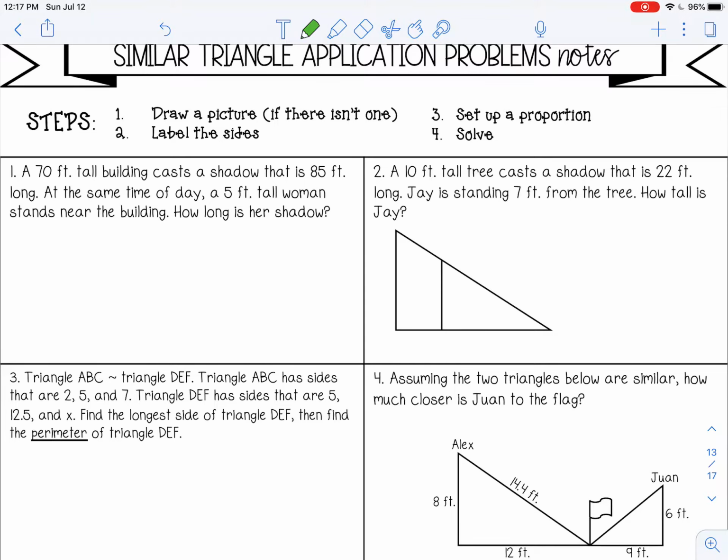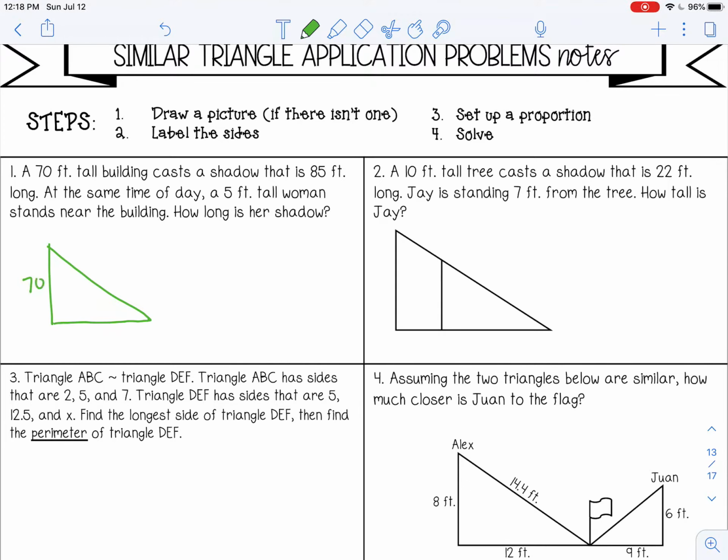A 70-foot tall building casts a shadow that is 85 feet long. At the same time of day, a 5-foot tall woman stands near the building. How long is her shadow? So you want to think about what a building looks like. A building, of course, stands up in the air. And the shadow for that building would be on the ground. And if we connect those, that would make a triangle.